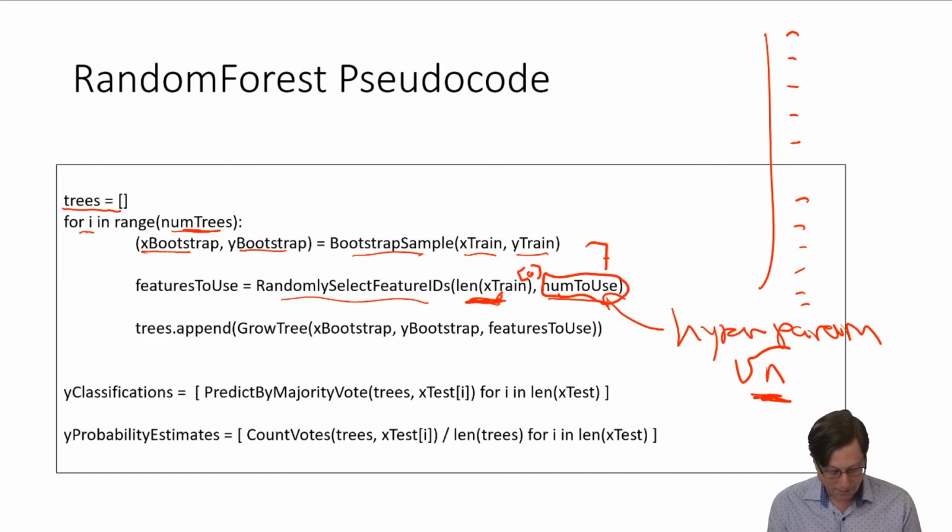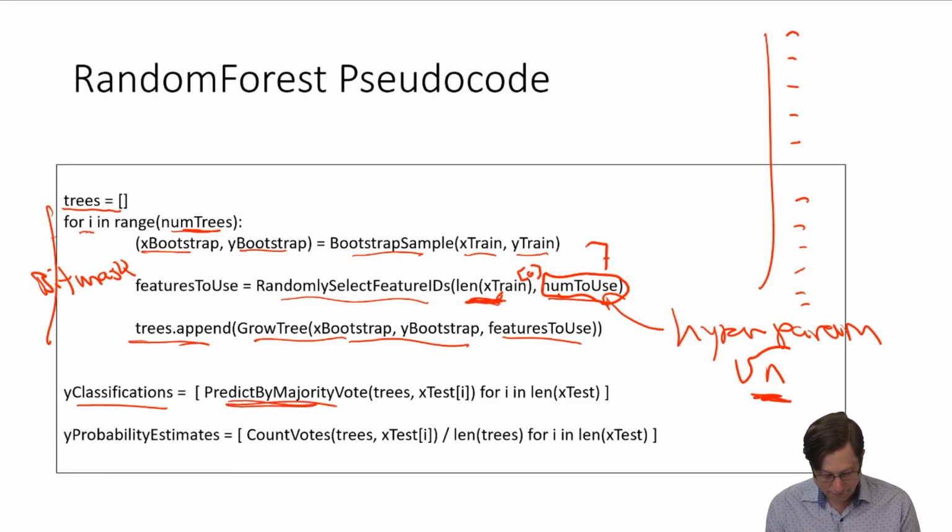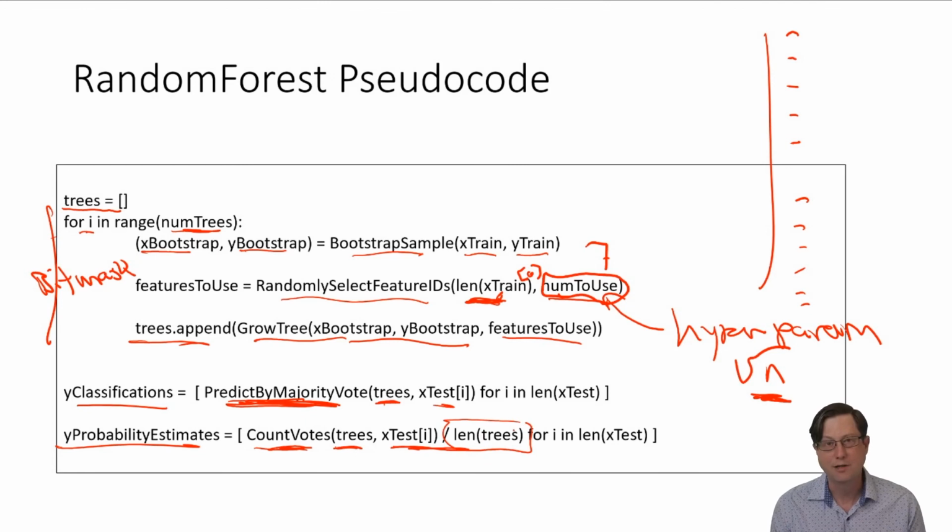You append to your random forest by growing a tree on the Bootstrap sample with the features to use. And in my mind, this is a bit mask, something along those lines that you can just pass along. Then when you've learned all the trees, you would do a classification by predicting by majority vote among the trees on the test set, or you could do a probability estimate by counting the votes of the trees on the training example and dividing it by the number of votes that you have across the board.